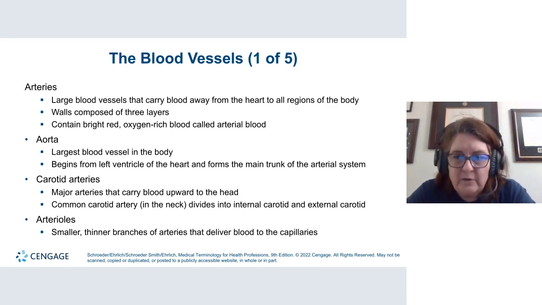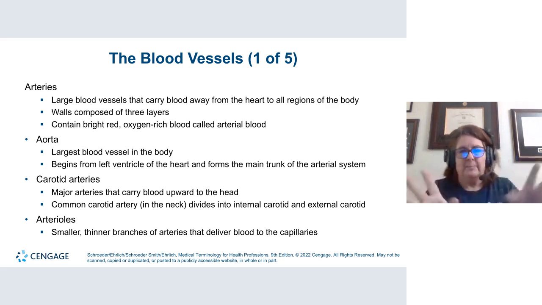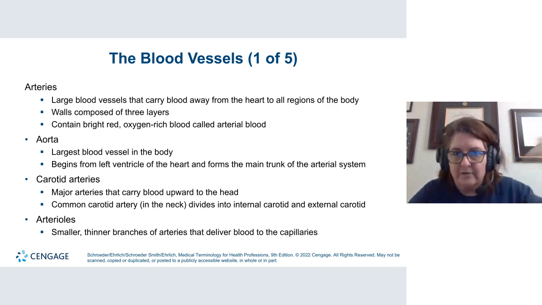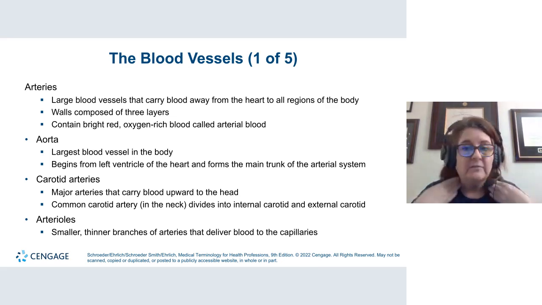Bright red oxygen-rich blood is called arterial blood. Here it talks about the aorta again. It begins from the left ventricle of the heart and goes all the way down your abdomen, and everything branches off. Again, it's like I-95 coming down south, and then you've got all the roads that branch off. Your carotid arteries are very important arteries. They're on each side of your neck. You've got your jugular veins. They're deeper. Jugular vein. Remember, vein.